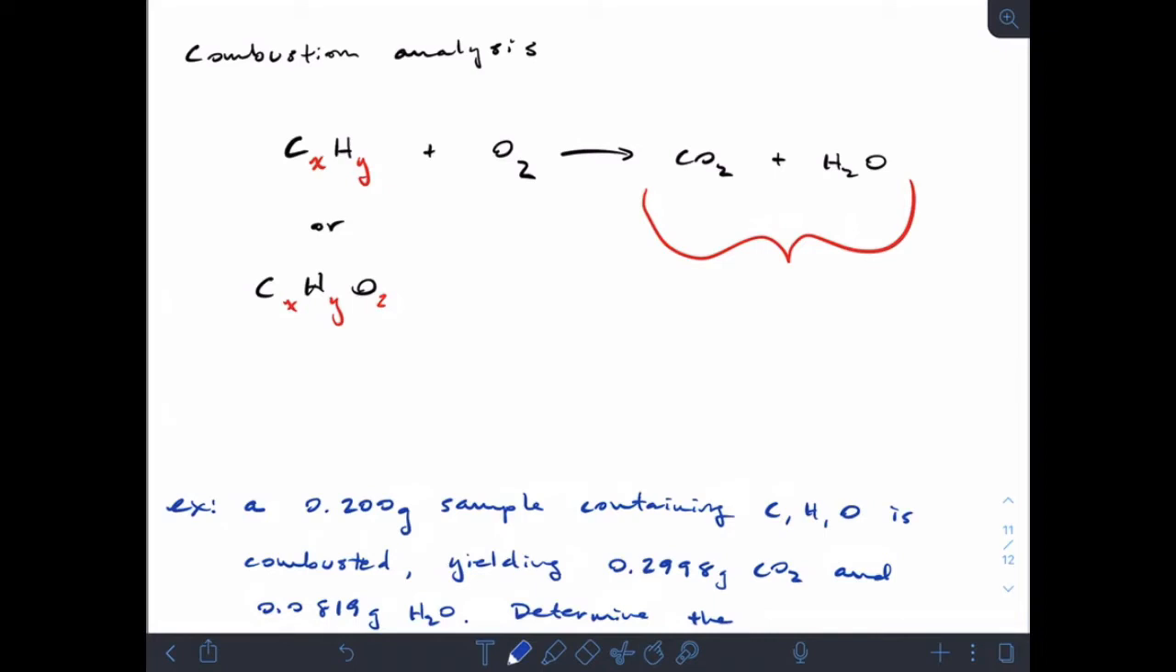Okay, so you know how much of your sample you put in, and then you know how much carbon dioxide and H2O you get out. So you can determine some information about your initial sample. So we're going to use the mass to determine the formula of the reactant. The reactant formula.